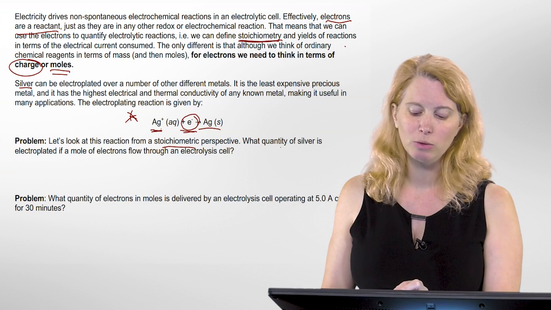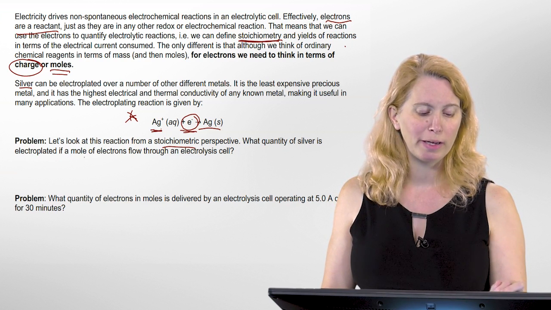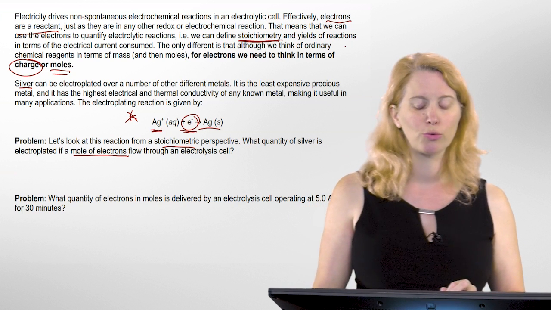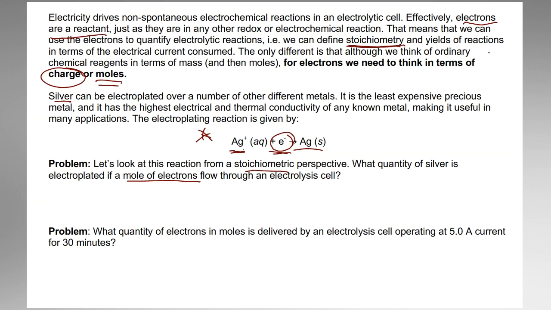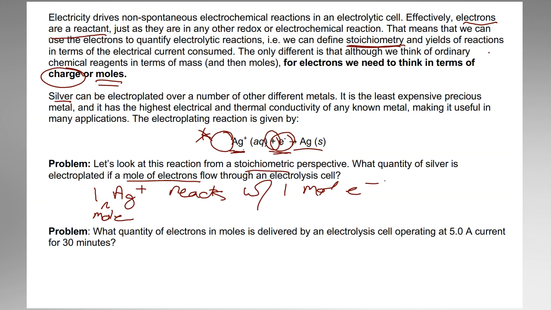And the question that I'm asking is, what quantity of silver is electroplated if a mole of electrons flow through the electrolysis cell? So this is really a very simple question that's just based on the stoichiometry of the reaction. The stoichiometry of this reaction, the coefficients in this chemical reaction, are just that 1 mole of silver ions reacts with 1 mole of electrons. So if a mole of electrons flow through the electrolytic cell, you can reduce precisely 1 mole of silver ions.